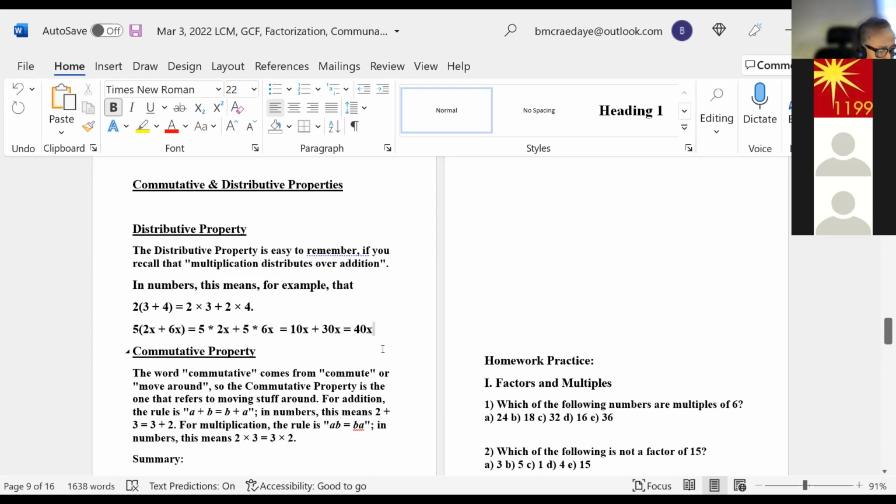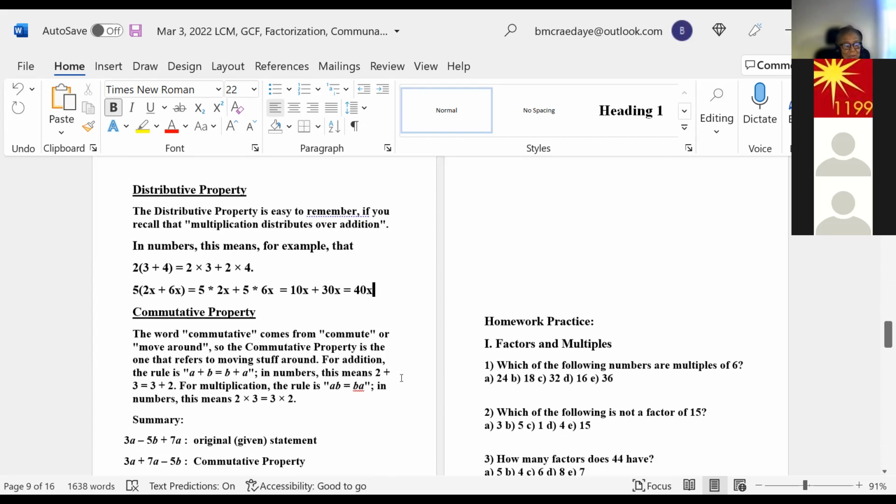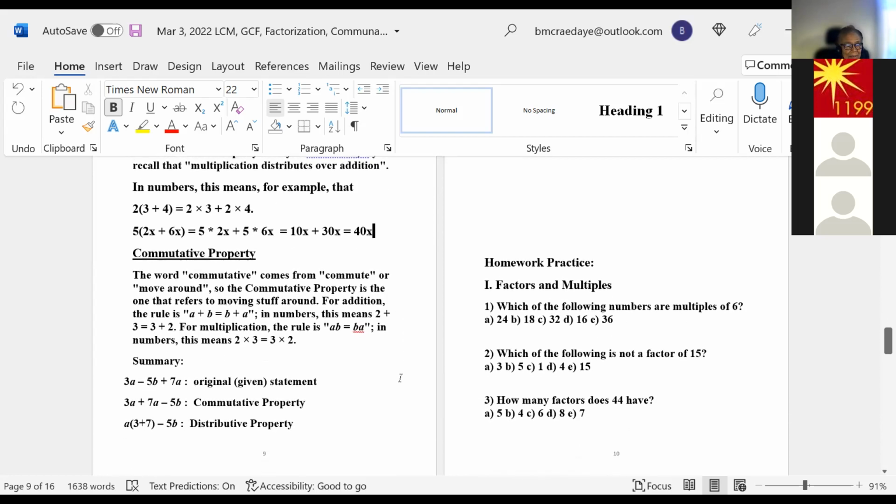Now, commutative property, and that you've been doing also. All that's saying is that if you're multiplying two variables or two numbers, you can switch them. In other words, 2 times 3 is the same as 3 times 2. 4 times x is the same as x times 4. So that means you're moving things around and they're staying the same. And if you're adding, 4 plus 5 is the same as 5 plus 4. So you've been doing it, you just didn't call it by the name.